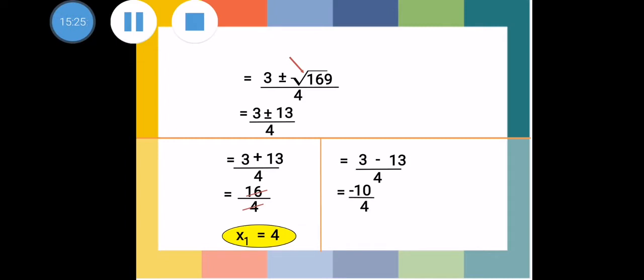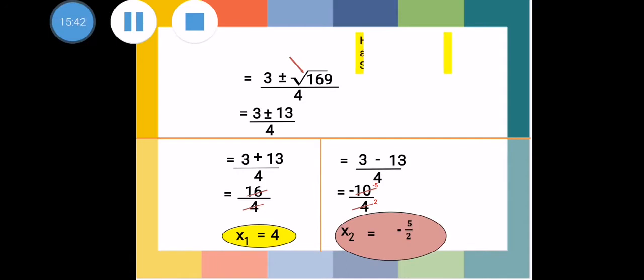So, 10 and 4 is both divisible by 2. So, i-reduce po natin. So, 10 divided by 2 is 5. And then, 4 divided by 2 is 2. So, kaya po, ang second root natin ay negative 5 over 2.